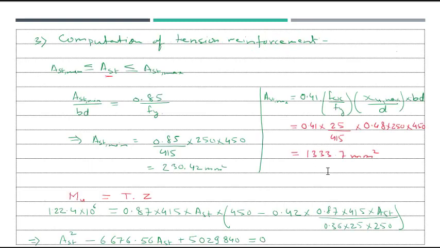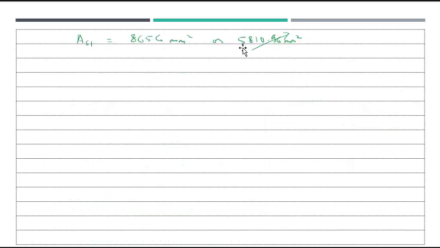If I solve this quadratic equation, you are going to get two roots. One AST will be 865 millimeter square or 5810.96 millimeter square. Now this steel I cannot have. Why can I not have it? Because the maximum steel you can provide is 1333.7 millimeter square, whereas here it has exceeded that limit. So I cannot provide this steel, and I will ignore this value.